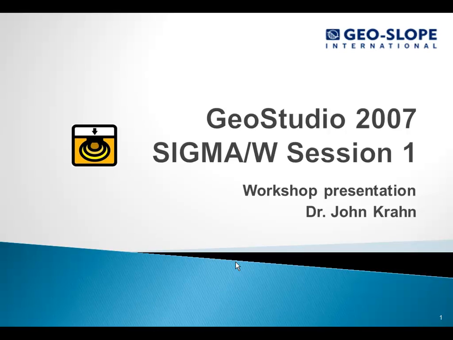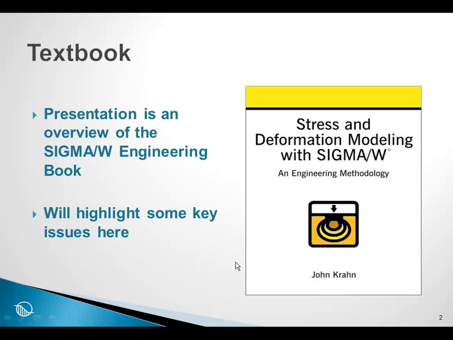This workshop session is about using the Sigma W module in GeoStudio 2007. Sigma W, like all the other products in GeoStudio, comes with an engineering book which gives the details on the formulations and use of the product. In this workshop session, we are going to generally provide an overview of what is in the Sigma W engineering book, and the main purpose here is to highlight some of the key issues when using Sigma W.